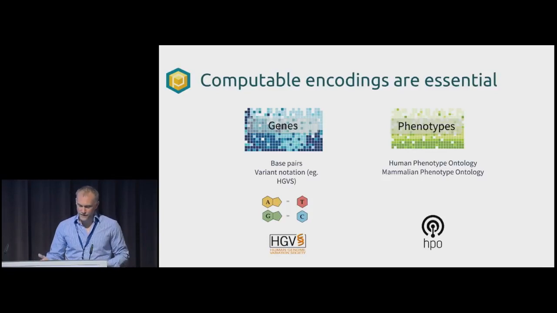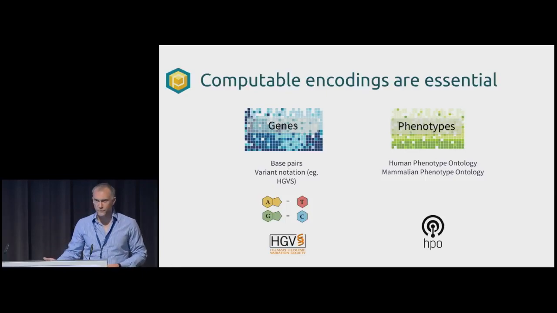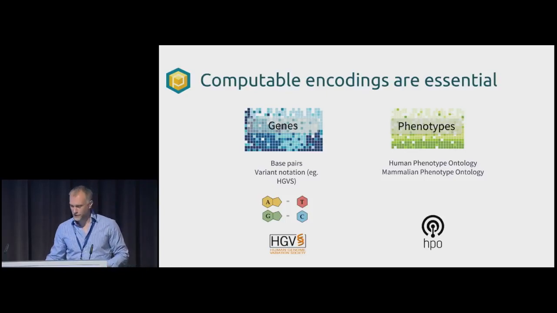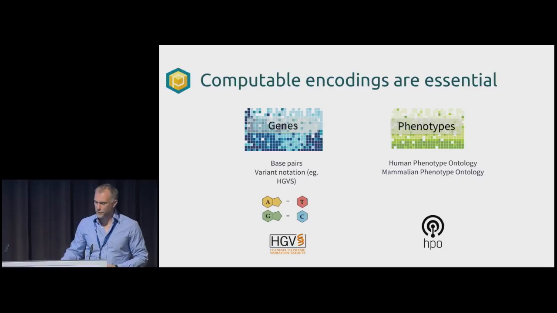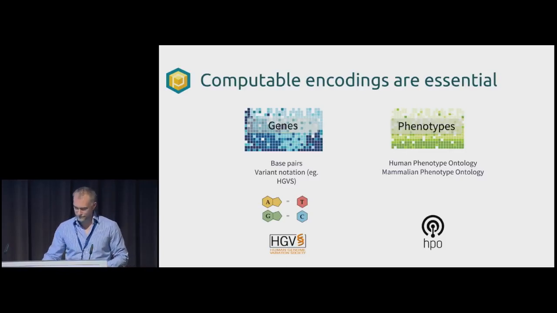So we've already got things like genetic computation, computable components such as base pairs, and then moving up the food chain into things like HGVS and other things. For phenotypes, we've got the HPO, the Human Phenotype Ontology. There's a mammalian one for other non-human mammals.